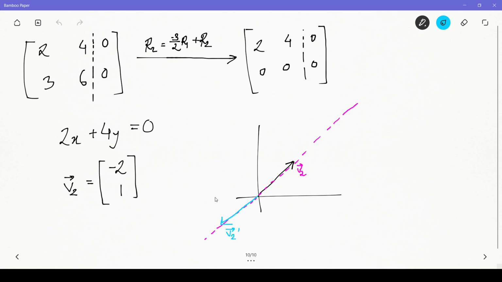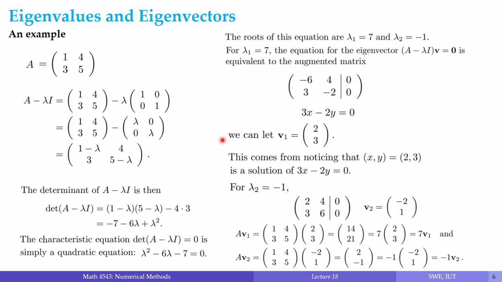Let me go back to the presentation and try to match the answer and see whether what I've done is correct or not. So for lambda 1 we got 7, for lambda 2 we got minus 1, very good. And for the eigenvector v1 we got 2, 3, nice. And for lambda 2, minus 1, we got v2 as minus 2, 1. Very good.